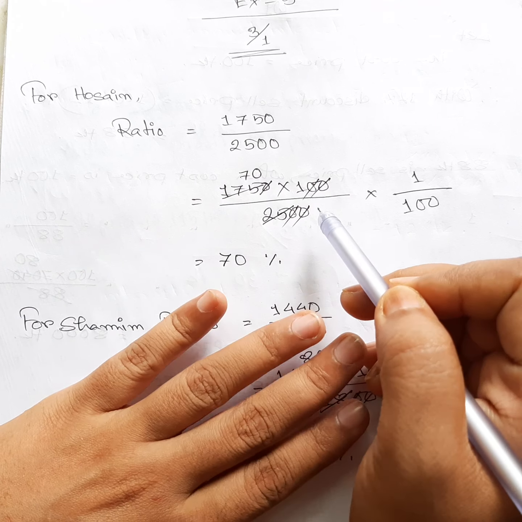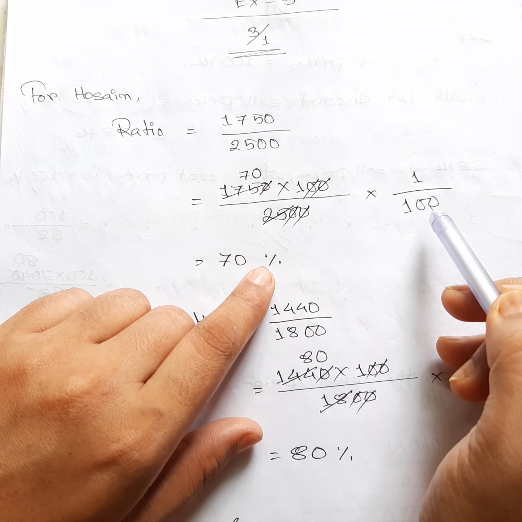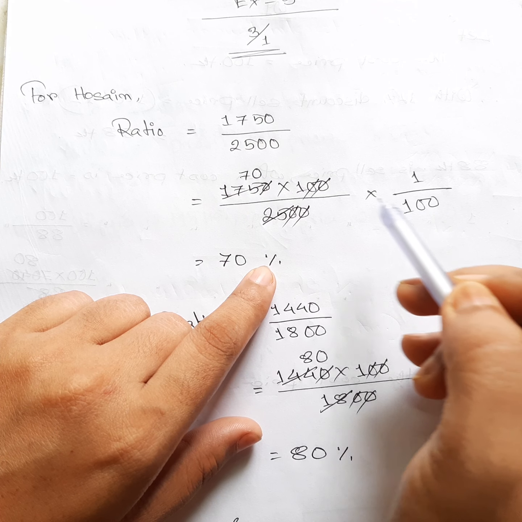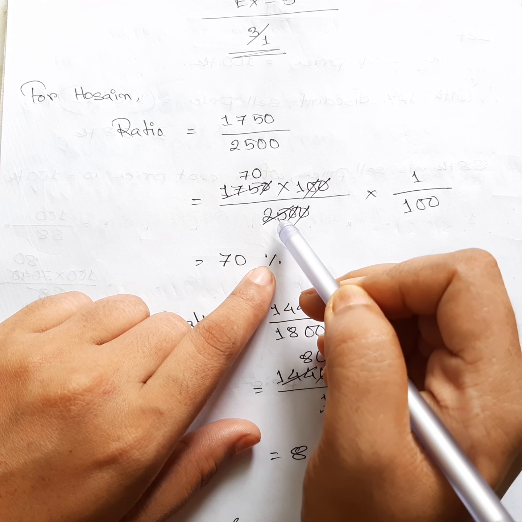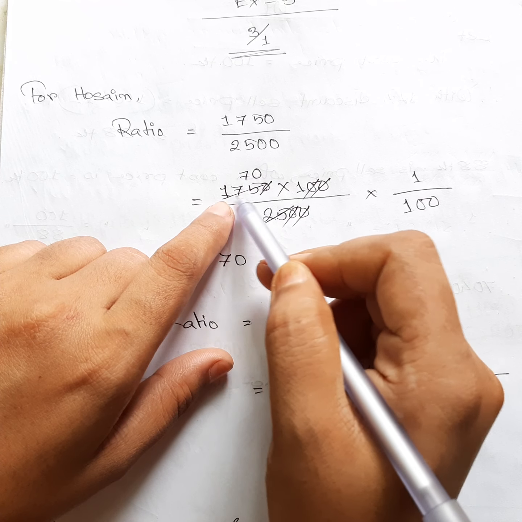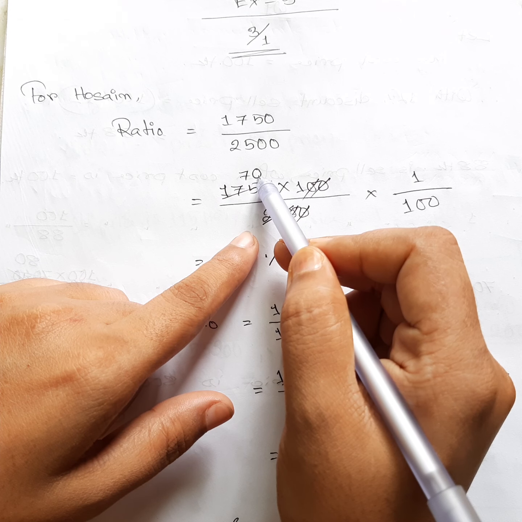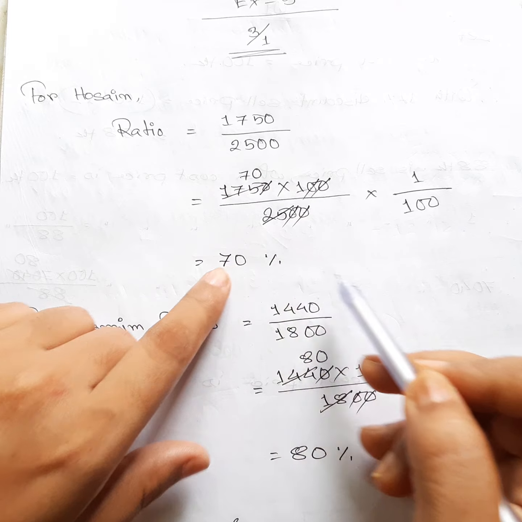Let me explain another time. We have given this 1 by 100 for finding out this percentage sign, because we need to find it as a percentage ratio, and then we can cut down these 2 zeros with that 2 zeros. Then 25 goes into 175 for 7 times, and this 0 I have cut down and put over here. This is 70, and this is 70%.